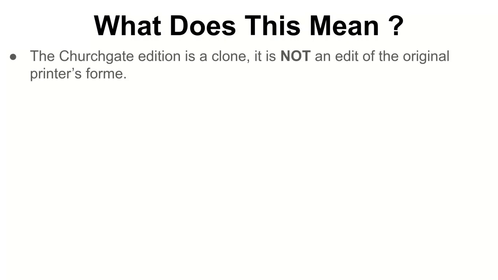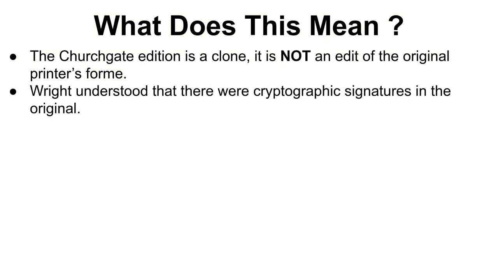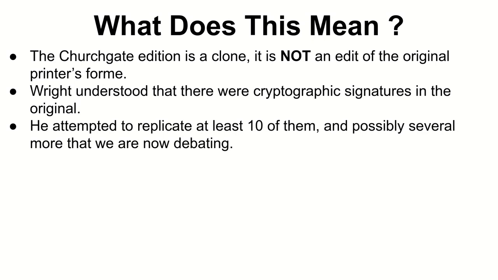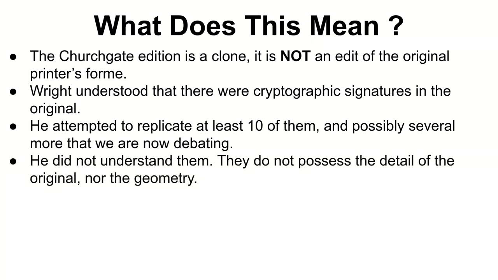What does this mean? Well, it means the Churchcoach edition is a clone. It is not an edit of the original printer's form. That's just unarguable. Wright understood that there were cryptographic signatures in the original. He attempted to replicate at least 10 of them, and possibly several more that we are now debating. He did not understand them. They did not possess the detail of the original, nor the geometry.